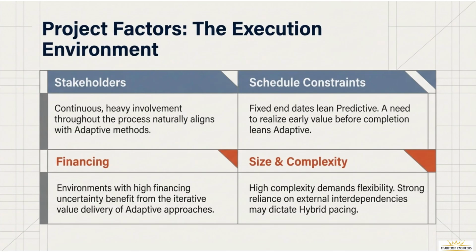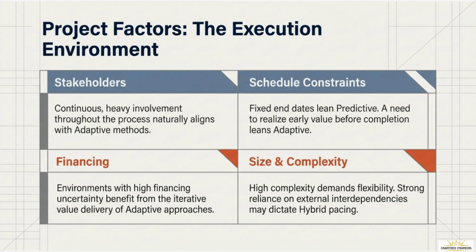Beyond what we are building, we must look at the execution environment, the project-level factors that influence our approach. Let's break these down into 4 key categories: stakeholders, schedule, financing, and complexity. First, look at your stakeholders. If they are willing and able to provide continuous, heavy involvement throughout the process, you are perfectly set up for adaptive methods. However, if your stakeholders are only available for a kickoff and a final review, an adaptive approach will likely fail due to a lack of feedback.